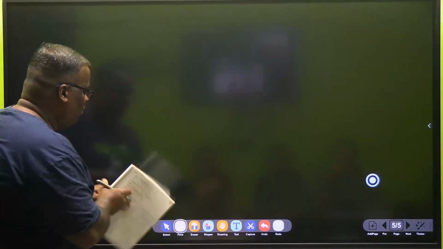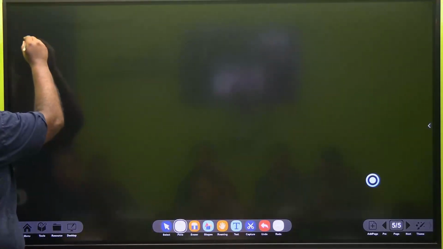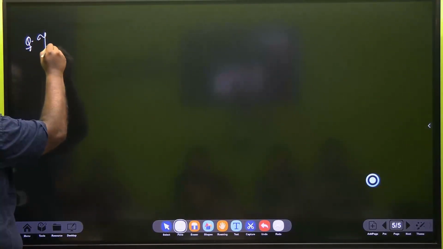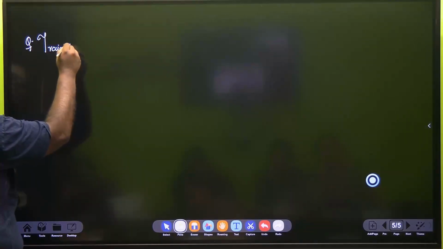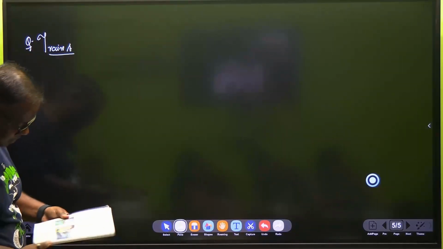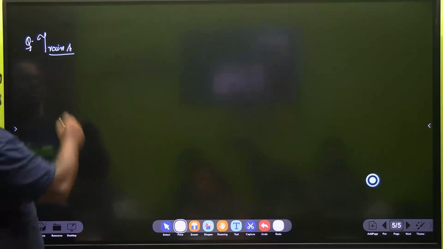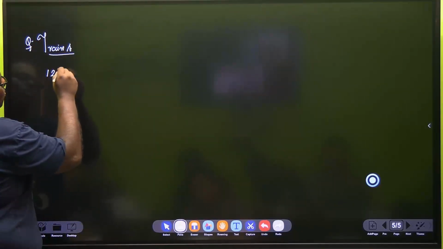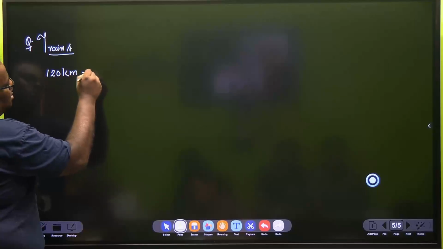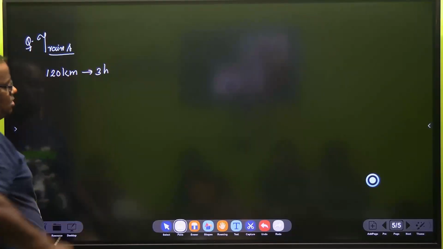Okay, so we have got a problem of 2 trains. We have a train A. Now look at this problem. You have a train and this is train A, and train A traveled a distance of 120 kilometers. This has traveled 120 kilometers, taking a time of 3 hours.